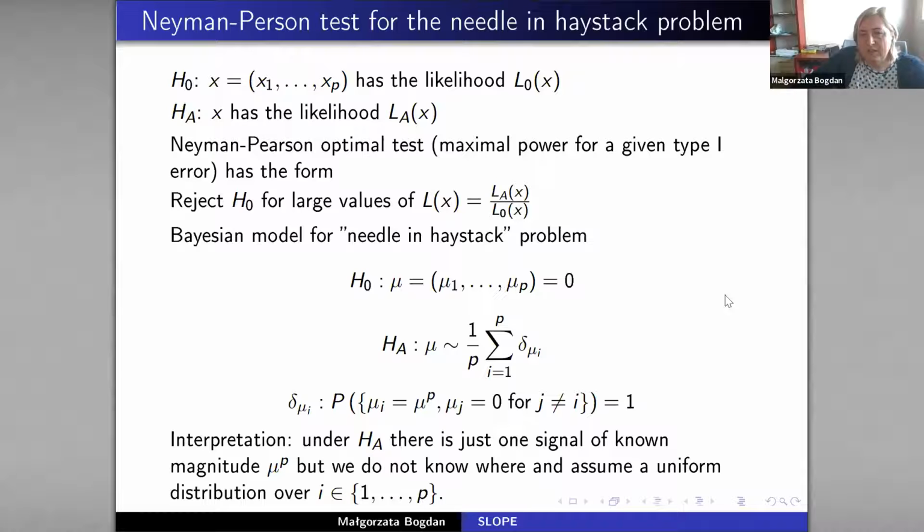We need to construct the Neyman test for the needle in haystack problem. For this purpose, you need to basically find the alternative which would model the needle in haystack. The alternative is such that we assume that there is a needle of length mu. So under the alternative, there is a needle. The test knows the length of the needle, but doesn't know where the needle is. So the distribution under the alternative is like a mixture of these p distributions which place the needle at one of these positions. And now when you have this alternative, you can actually calculate the Neyman-Pearson test.